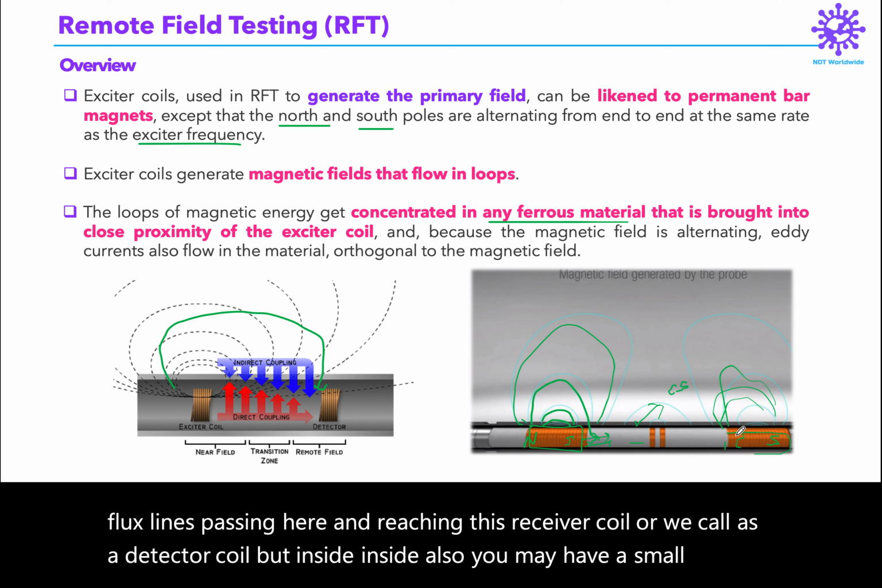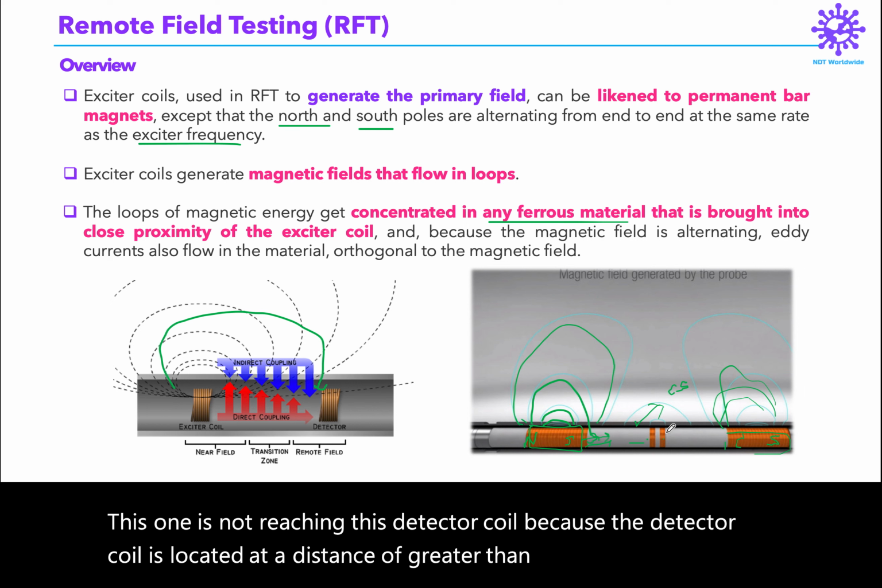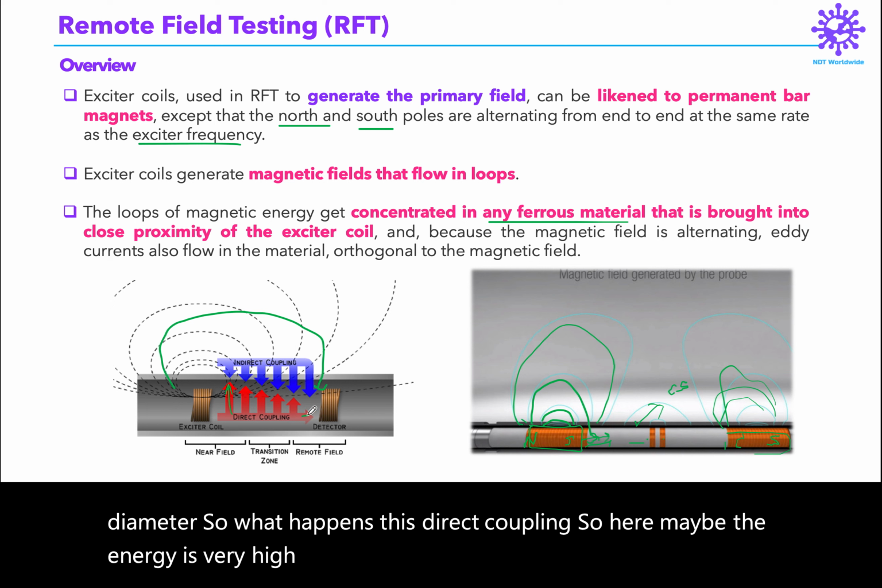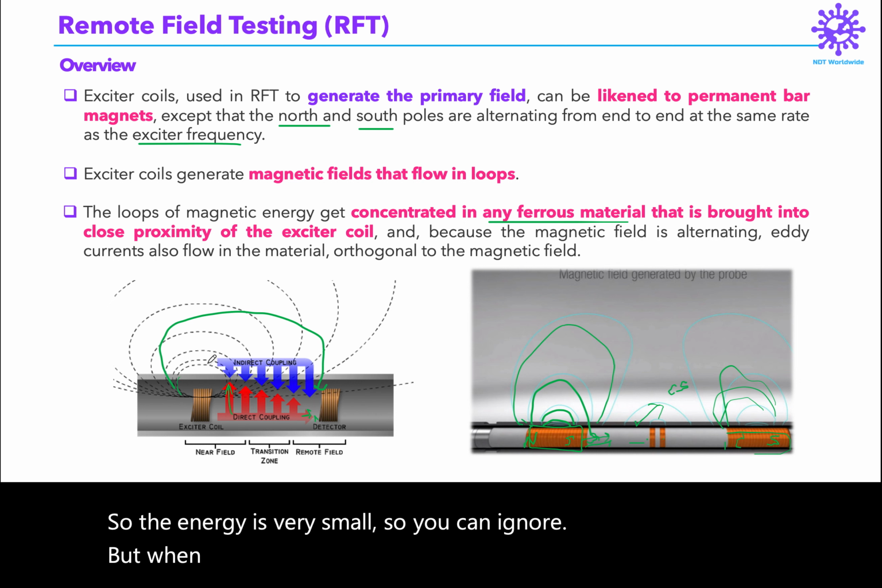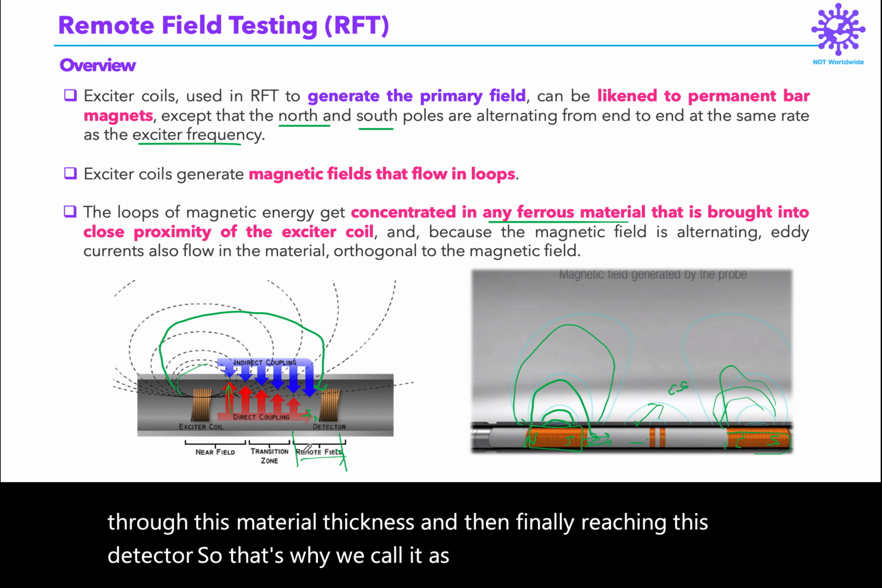This one is not reaching the detector coil, because the detector coil is located at a distance greater than 2 times the tube diameter. So what happens with this direct coupling? Here maybe the energy is very high, but when it reaches the detector coil, the energy is very small, so you can ignore it. But the magnetic flux lines pass through this material thickness and finally reach this detector. That's why we call it a remote field.